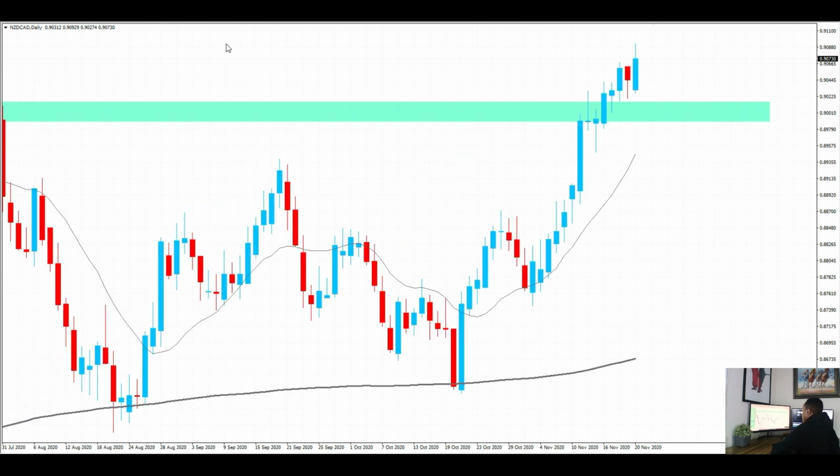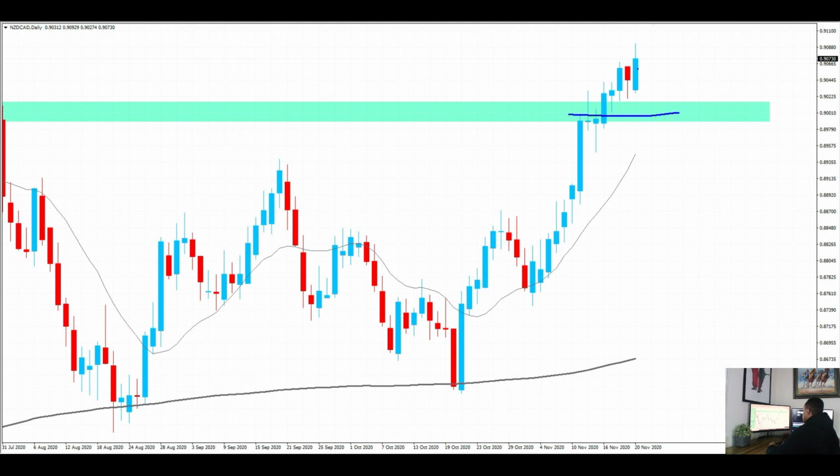As you can see, when you do get a breakout of resistance, you want to be seeing big impulsive candles to the upside, not price slowly trickling like that. As you can see, we did get a break and then price has not really found any momentum to the upside, kind of running out of steam. So only looking for the shorts for next week for NZD CAD.